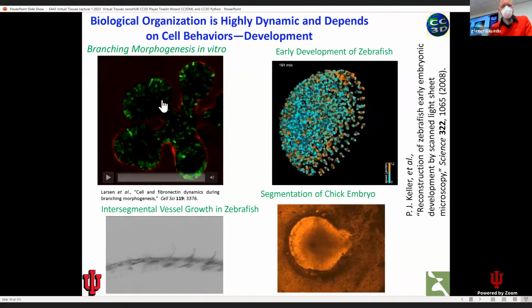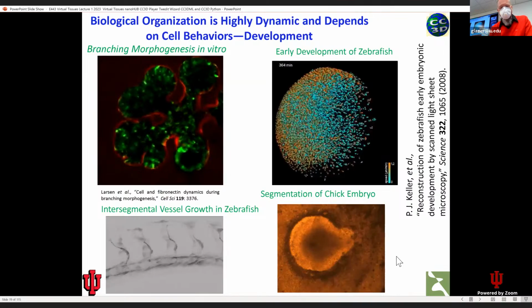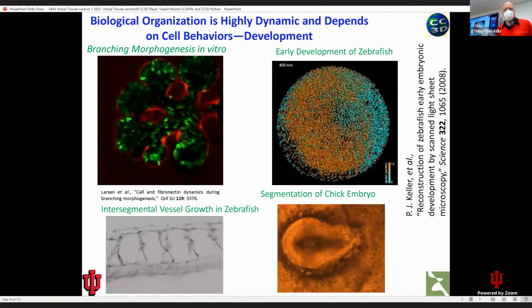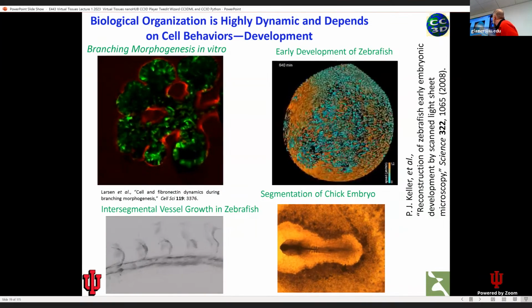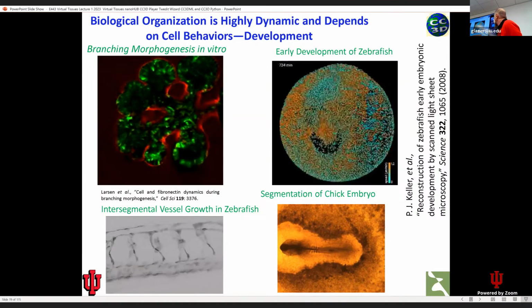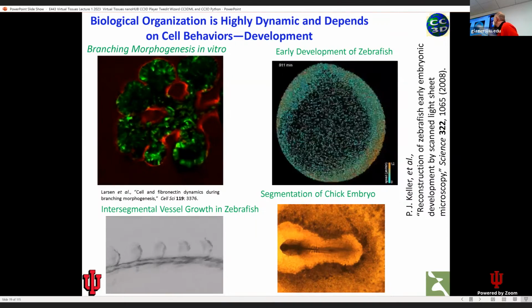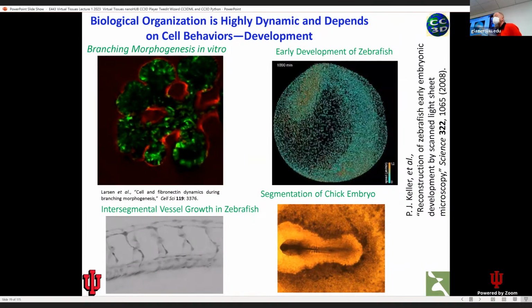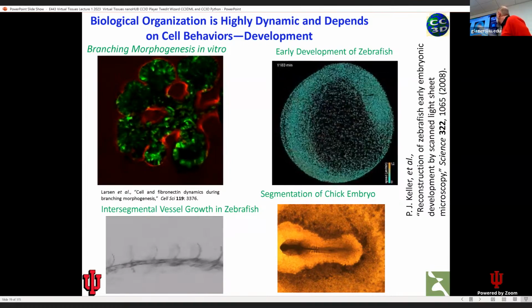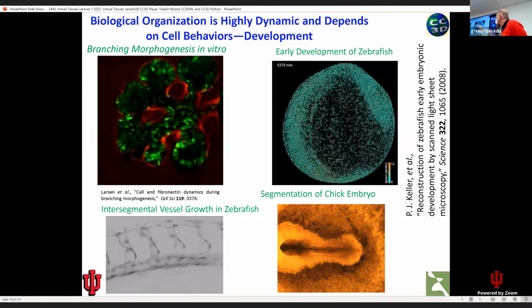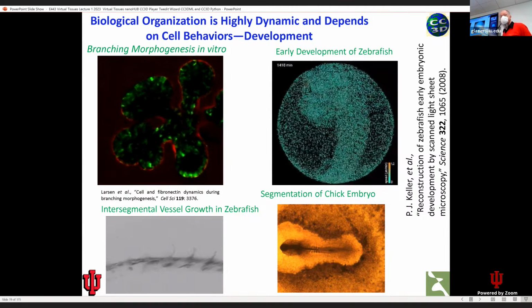If we look at biology, especially developmental biology, these are all videos of living organisms. The one on the top right is a famous movie from 2008 by Keller and collaborators. In this case, they used a molecular label to mark the nuclei of cells. And then they used a technique called scanning planar imaging microscopy, SPIM, to do 3D imaging of an entire embryo while it was alive. And this happens to be zebrafish.